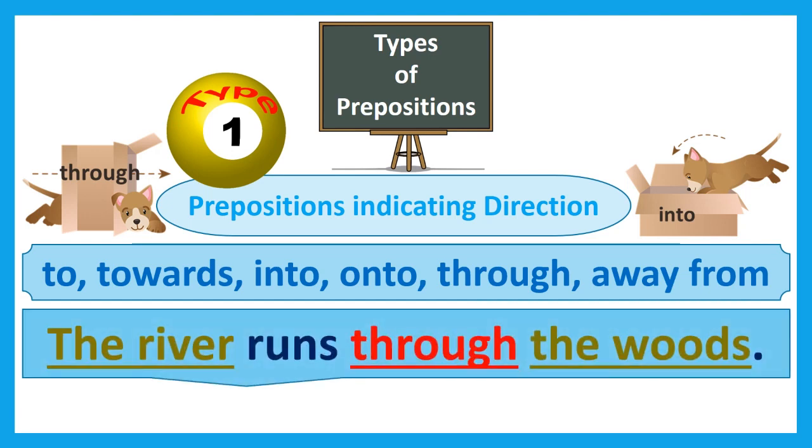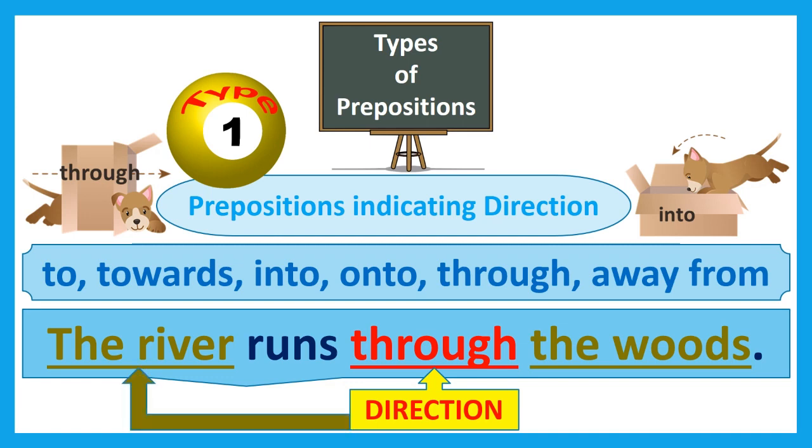Consider the following sentence: the river runs through the woods. In this sentence, the preposition through indicates the direction in which the river moves, specifying its movement through the woods.